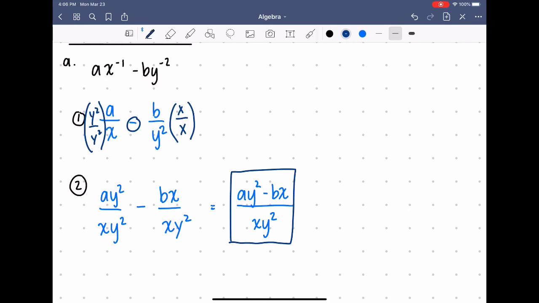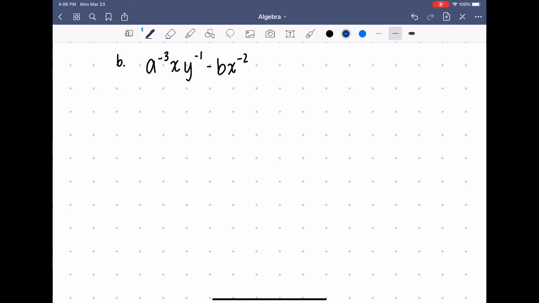Okay, let's go to the second one. a to the negative 3x, y to the negative 1 minus bx to the negative 2. Step 1, make all those exponents positive. So we have an x that stays in the numerator, but that a cubed goes to the denominator, and I have a y down there. Minus b over x squared.